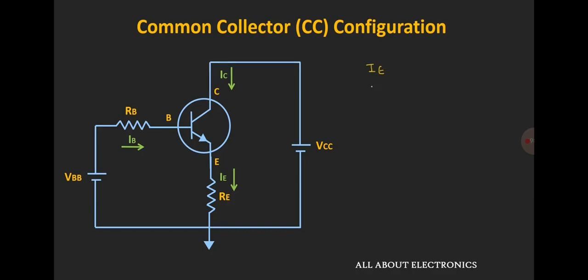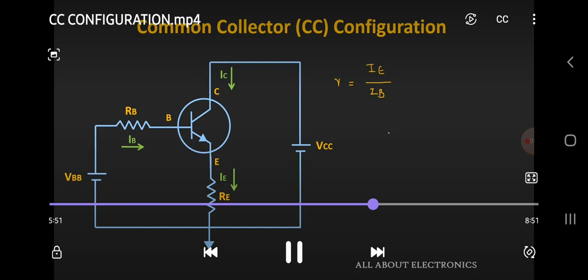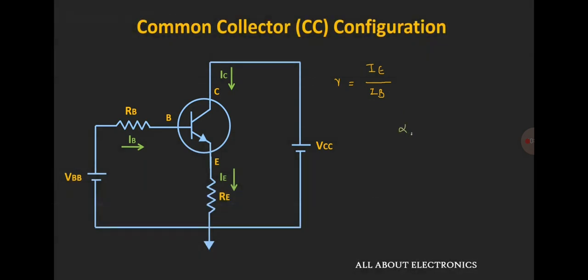Now as I said earlier, in this common collector configuration, this emitter current is the current on the output side, while the base current is the current on the input side. And the ratio of this emitter current to the base current is known as the current gain of this common collector configuration, and it is denoted by the symbol gamma. That means gamma is equal to IE divided by IB. And this gamma can also be represented in terms of alpha and beta.